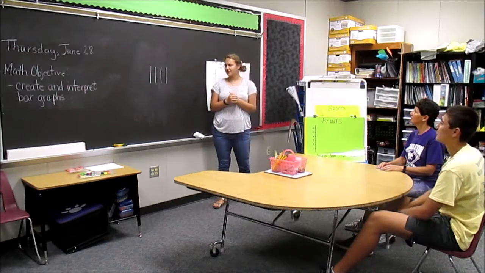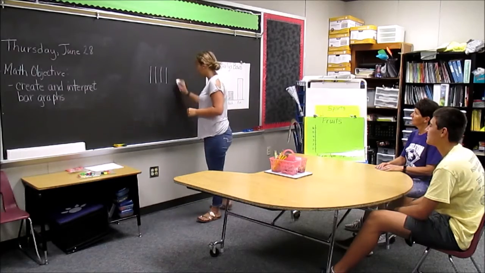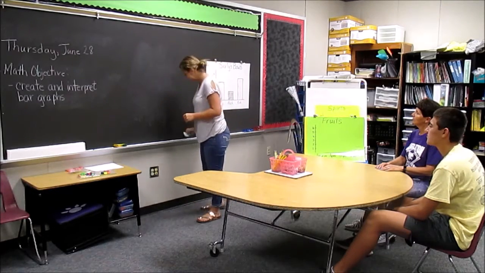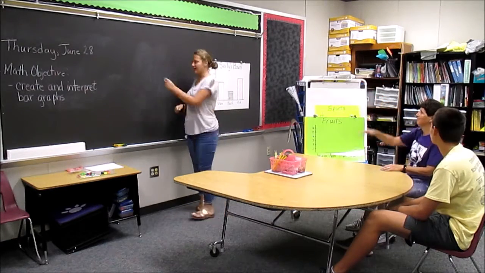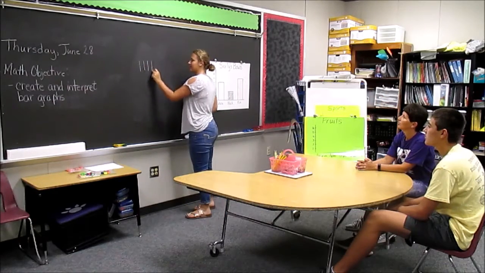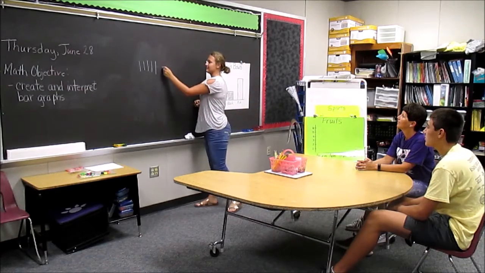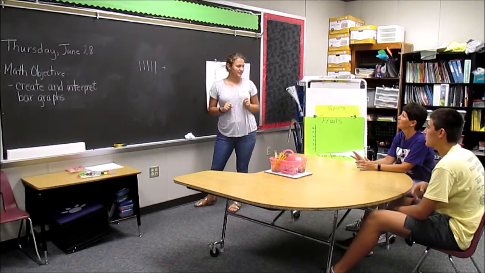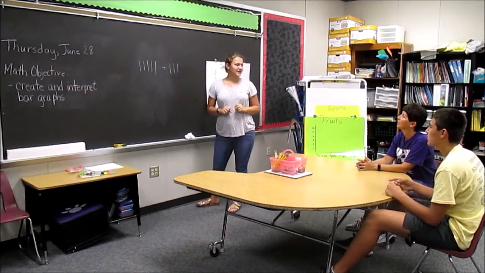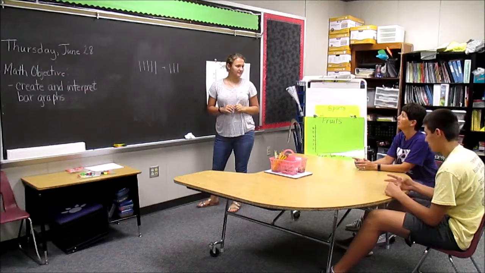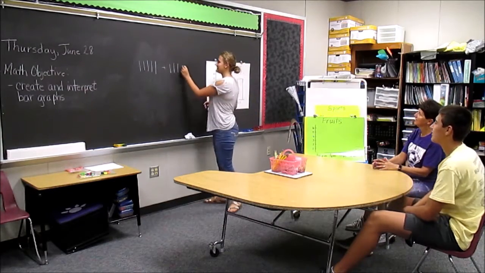Billy? 4. 4, because how many tally marks do I have? 4. All right, so if I had 5 bears, how many tally marks would that be? 5. And I added 3 more bears. How many tally marks would that be? 3. What would my total number of tally marks be? Billy? 8.